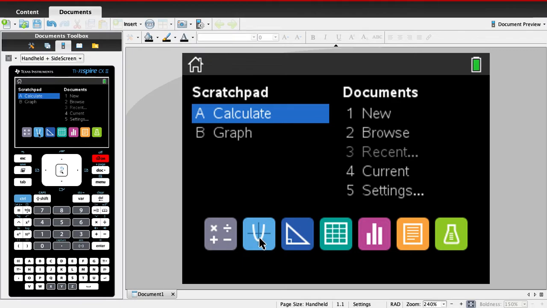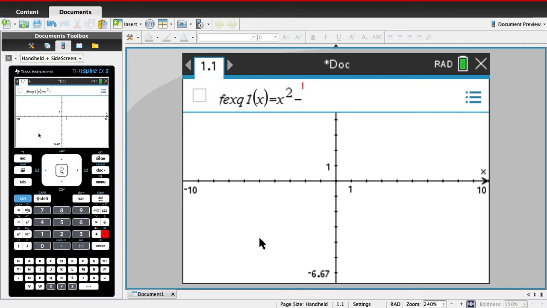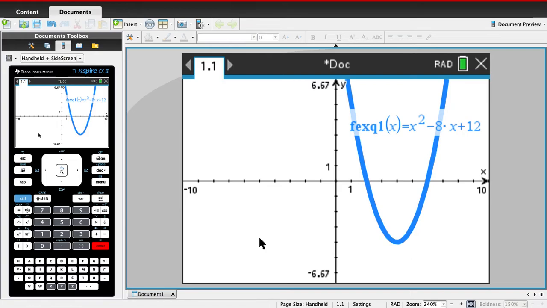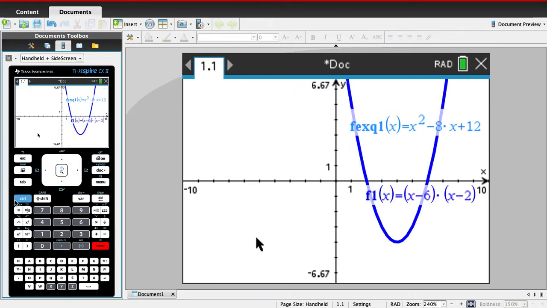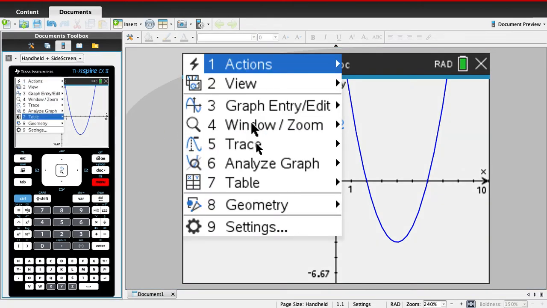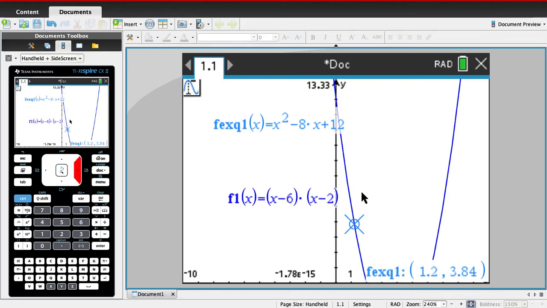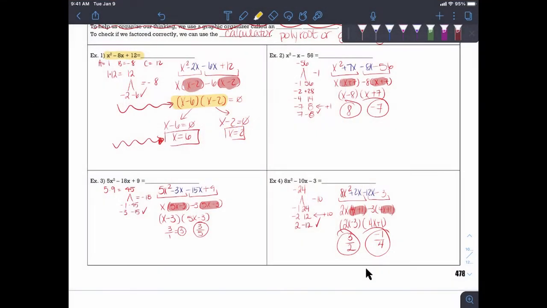So I'm going to head over here to my graph. I'm going to go ahead and name this from the question. So there's my original equation. Let me go ahead and graph what answer I received. Noticing how it overlaps directly onto it, telling me that this is exactly the same. Now, if I wanted to, I could go ahead and do a graph trace. And look at that, my 0 is going to be located at positive 2 and positive 6, just like I predicted here.